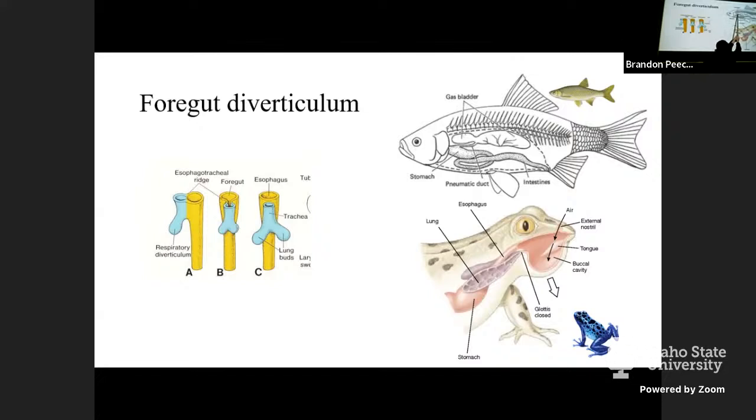But they both have this diversion that goes up into this structure up here in the fish, and this structure right here in the frog. In the frog, and in all the tetrapods, and in a lot of other things, you would call that diverticulum a lung.